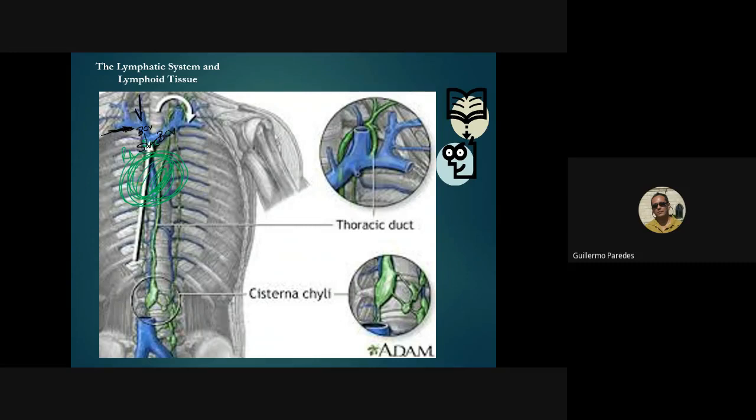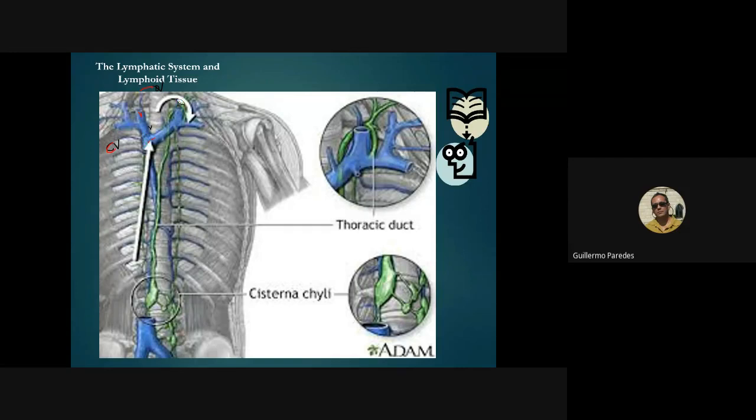Review from previous class: the subclavian vein and the jugular vein. I'm going to put it in red to make it clearer. So this is the subclavian vein, and this is the jugular vein. The jugular vein plus the subclavian vein forms the brachiocephalic vein on both sides. Two brachiocephalic veins form the superior vena cava that is going to drain into the heart. Okay?